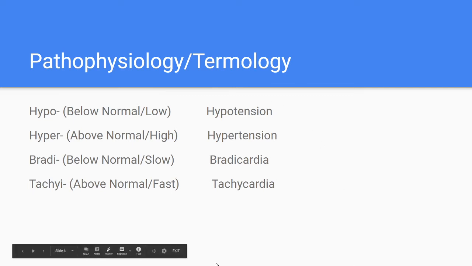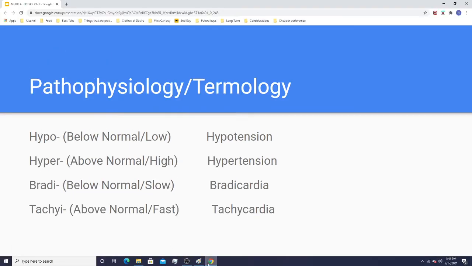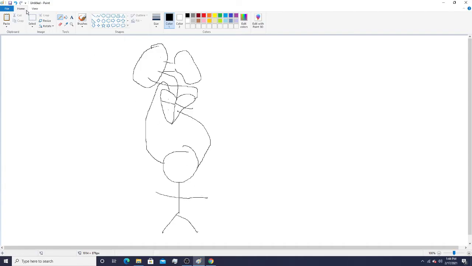So what I'm going to do right now is show you the basics of the system, right?